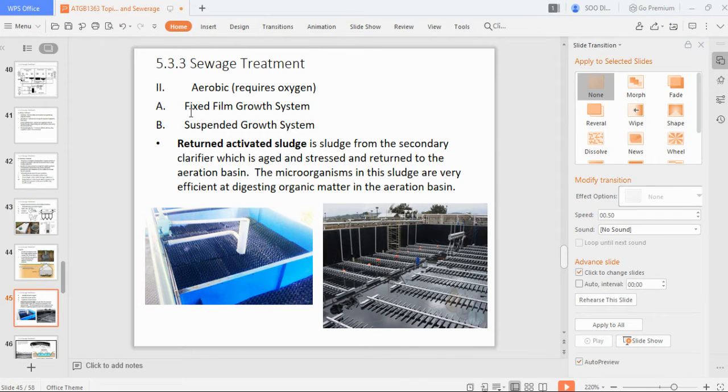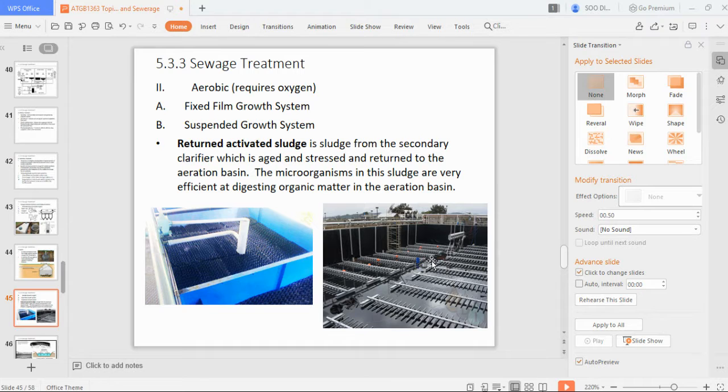So there are two methods. One is a fixed film growth system, which is this, and another is a suspended growth system. In a fixed film growth system, we have different films on which the bacteria will grow and break down the protein and carbohydrate in the wastewater. And next we have our suspended growth system. Here the wastewater is channeled into this big basin, and oxygen is introduced via this vent. This vent pumps the oxygen into the system, and because the wastewater is filled with a lot of oxygen, the bacteria in this wastewater will be very active in reproduction.